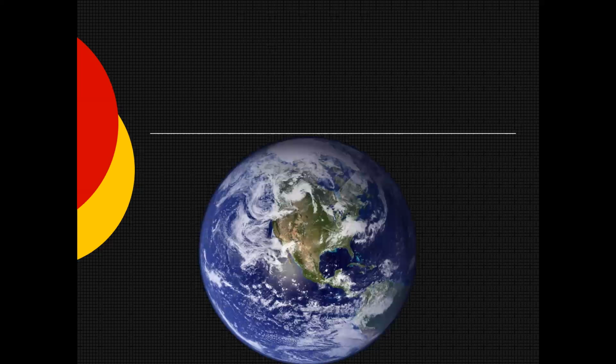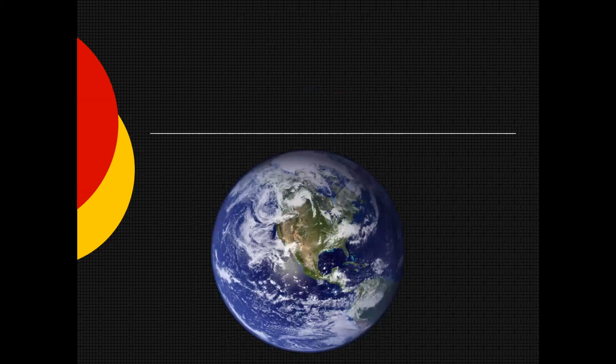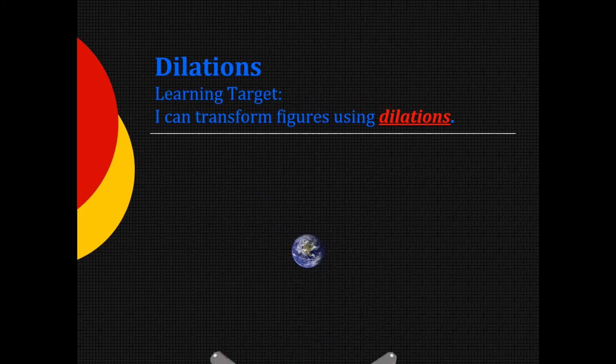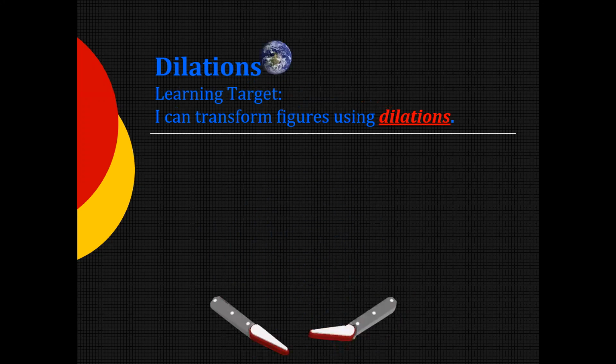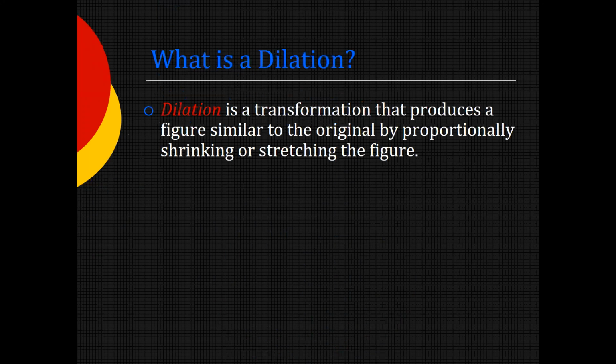Today you are going to learn how to transform figures using dilations. So first of all, what is a dilation? A dilation is a transformation that produces a similar figure to the original by proportionally shrinking or stretching a figure.